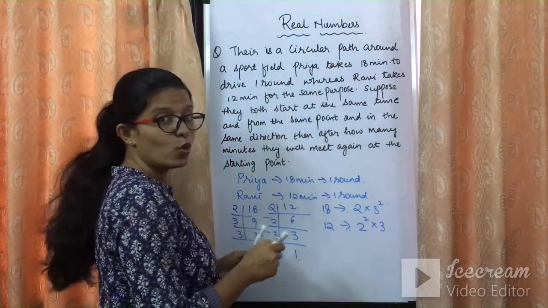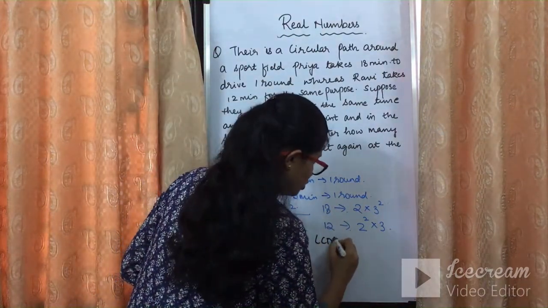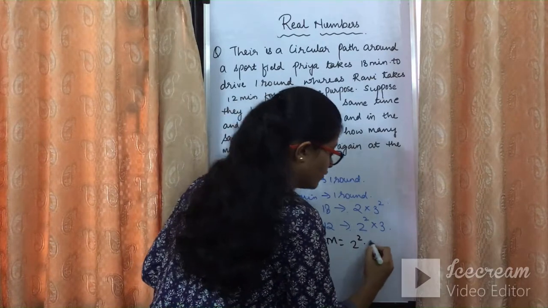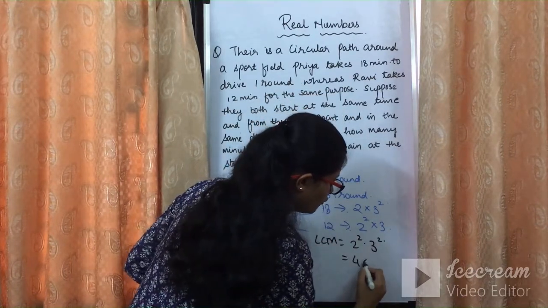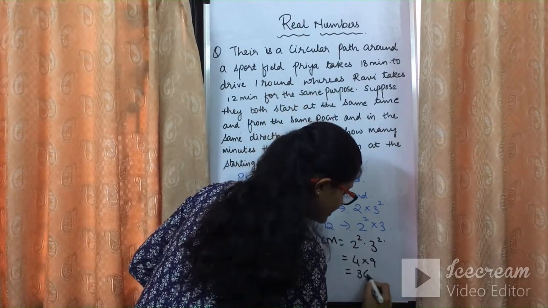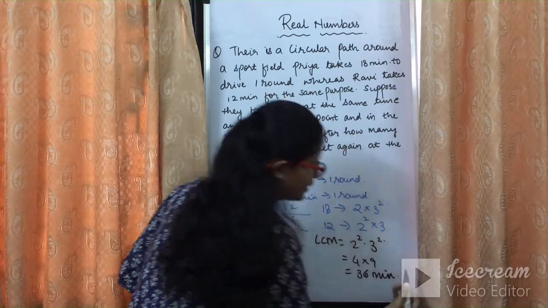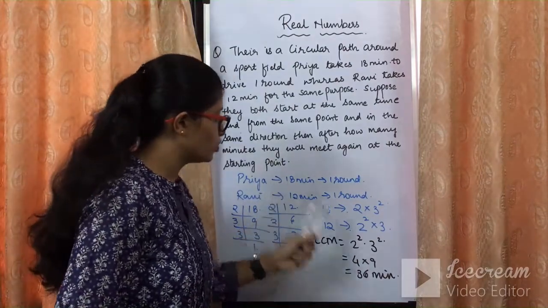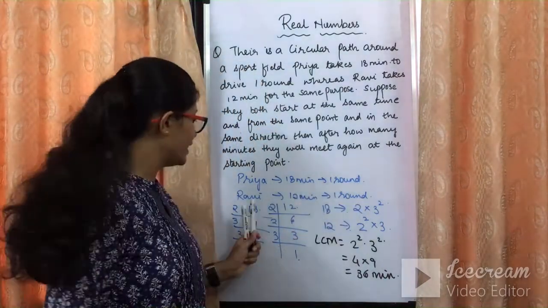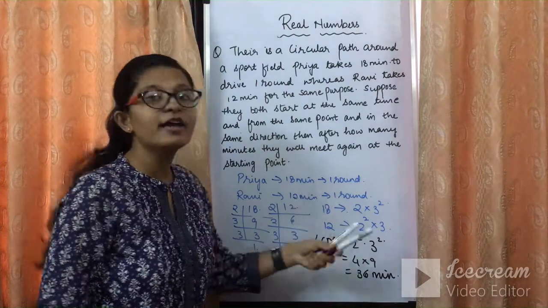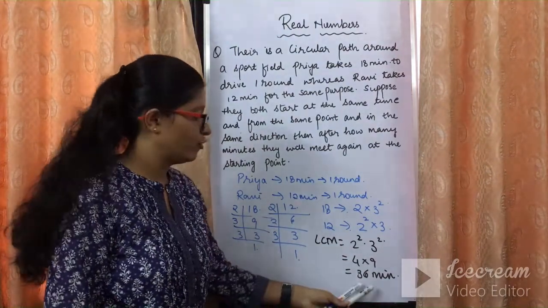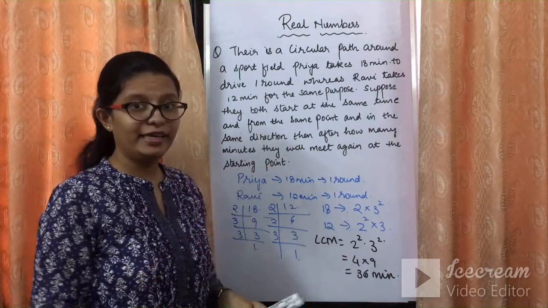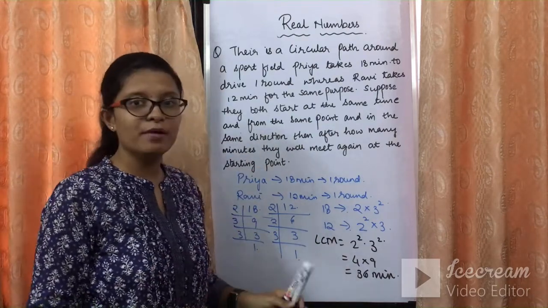So what is the lowest common multiple between that? So 2 का highest power 2 square into 3 का highest power 3 square. So 2 2s are 4, 4 into 9 will give you 36. So after 36 minutes they are going to meet again. So Priya is going to go for 2 rounds, whereas Ravi is going to go for 3 rounds in the same time for 36 minutes, and they will be meeting again. I hope the question was very easy. Just you need to take out the LCM part and that's it.